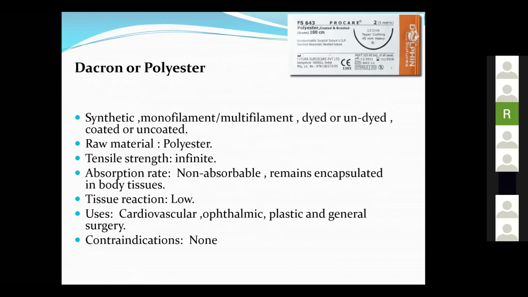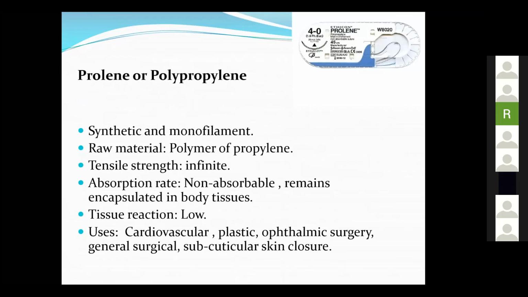Dacron is available in both mono and multifilament forms, and it is used for cardiovascular surgeries, ophthalmoplastic surgery, and it can be used for general surgery. And we use them for our main abdominal wound closures and hernia closures, because we want the tissues to stay together. This is the other most commonly used suture material, proline.